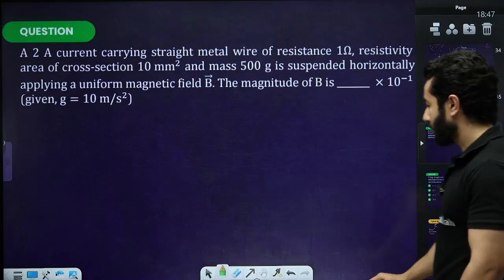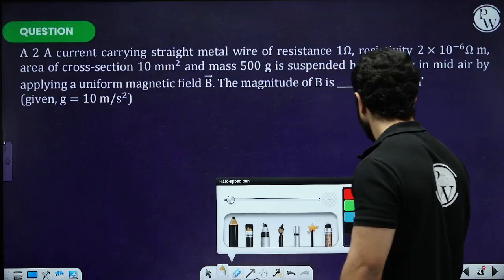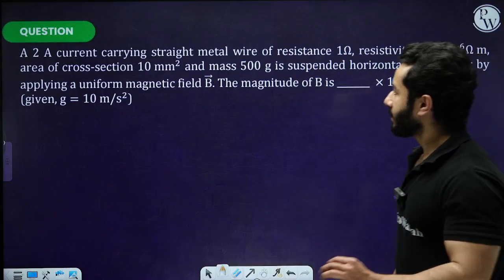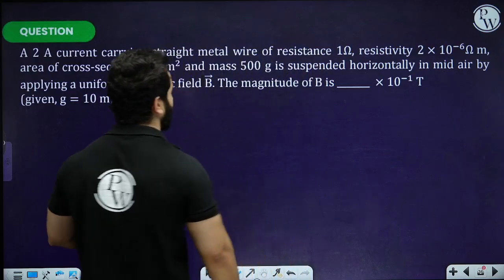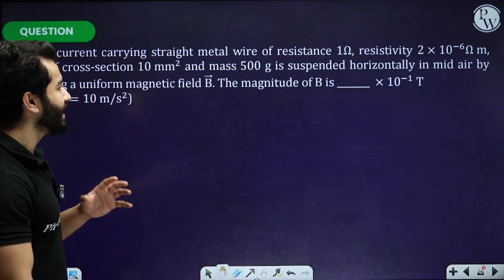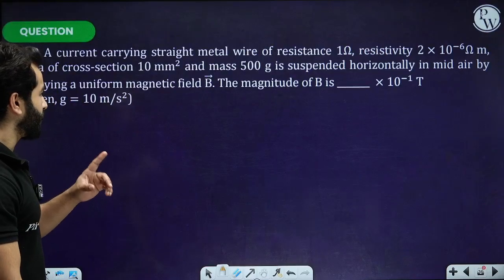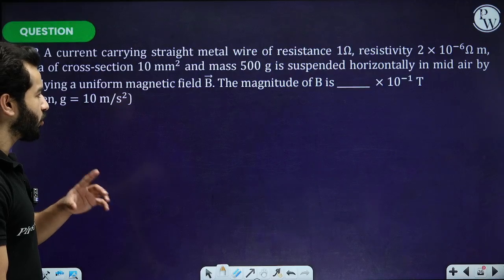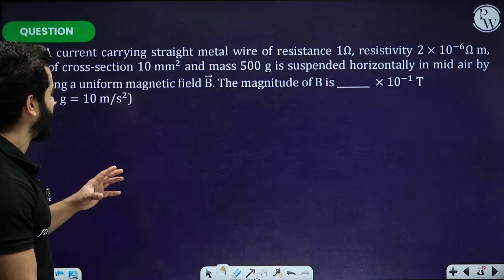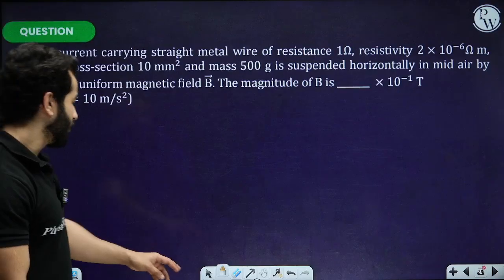What about this one? A 2 ampere current carrying straight metal wire of resistance 1 ohm, resistivity 2 into 10 to the power minus 6 ohm meter, area of cross section, mass is given, is suspended horizontally in mid-air by applying uniform magnetic field B. Then magnetic field B is going to be.